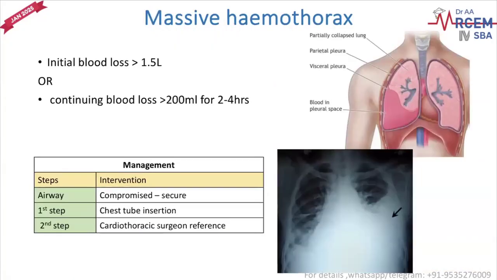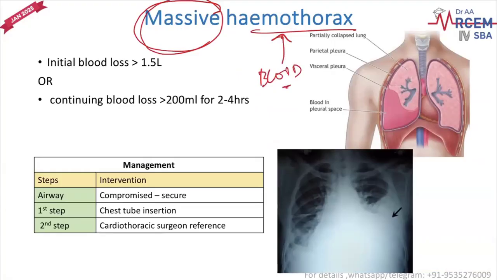Massive hemothorax. When do we call it massive? Or what is hemothorax? Hemothorax is accumulation of blood in the pleural space. Simple. When do we call it massive? You call it massive if the initial blood loss, that is after placing an ICD, you drain more than 1.5 liters. Or in the ICD, you see more than 200 ml every hour, or blood is coming out from the ICD continuously for 2 to 4 hours. Then you label it as a massive hemothorax.